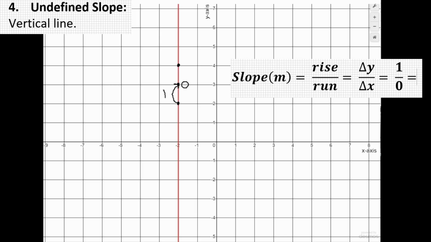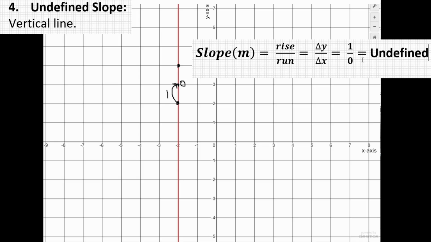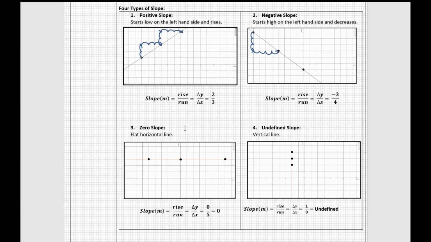Actually get out a calculator, either on your device or your phone or somewhere, and do 1 divided by 0. If you divide anything by 0, you're going to get an error message, or what we refer to mathematically as being an undefined value. There's no way to divide by 0. So any vertical line, anywhere on the graph, any vertical line is going to be described as having a slope that is undefined.